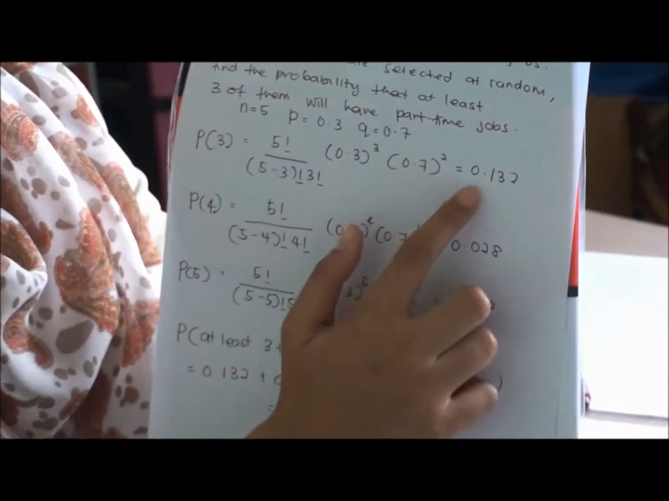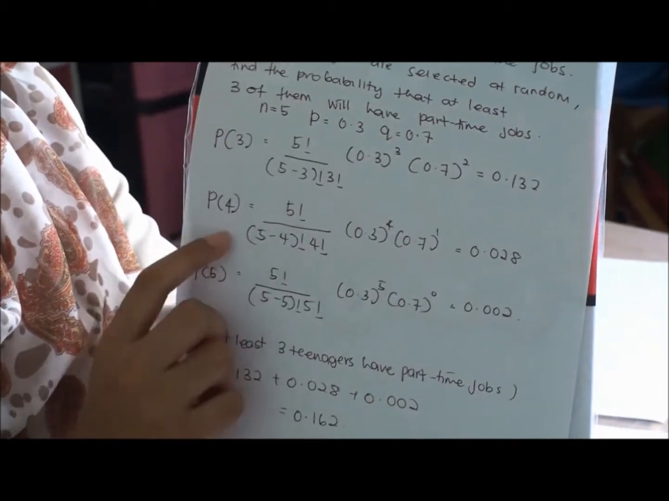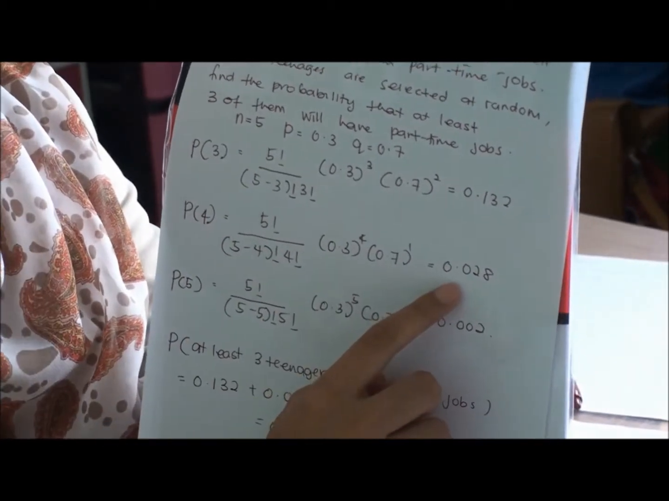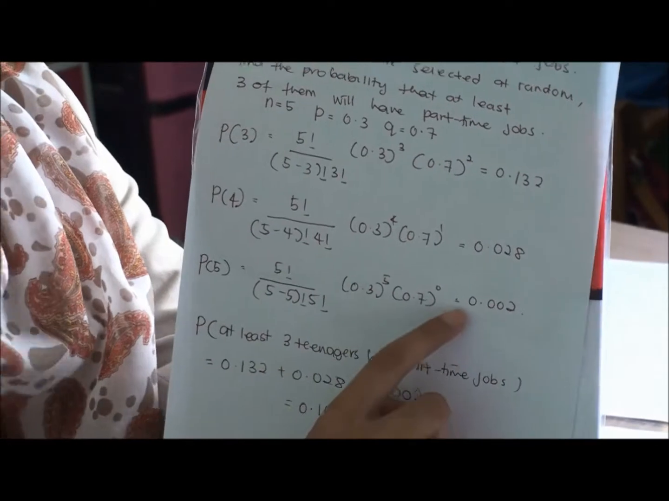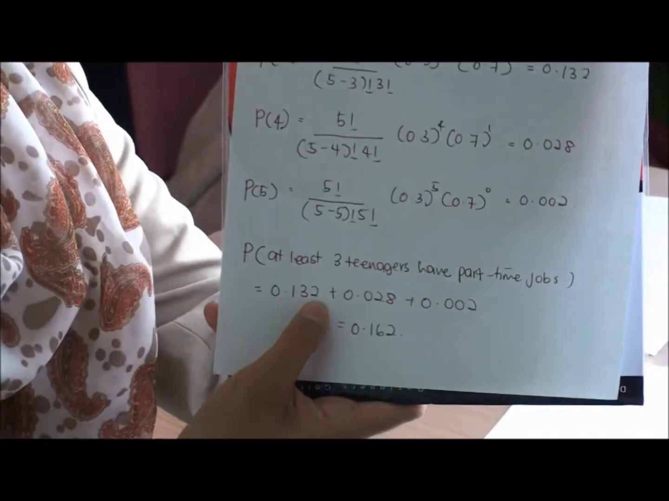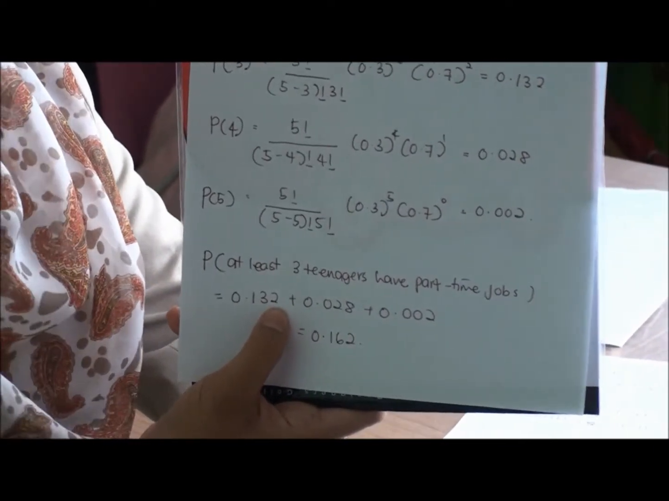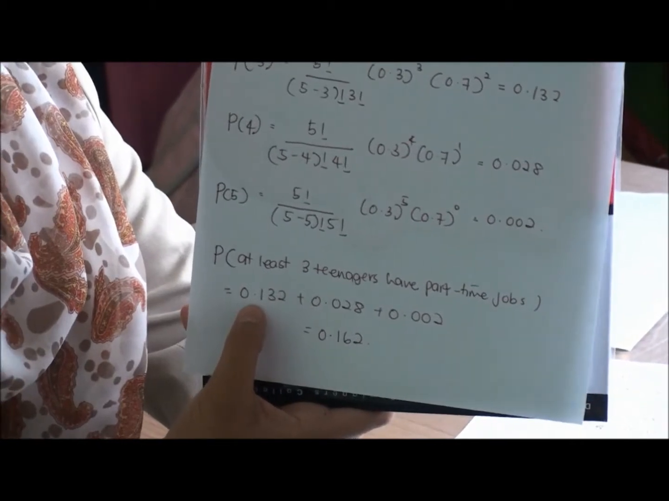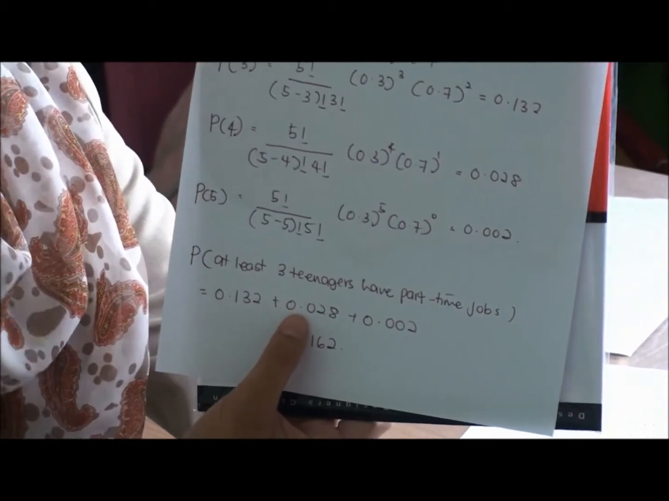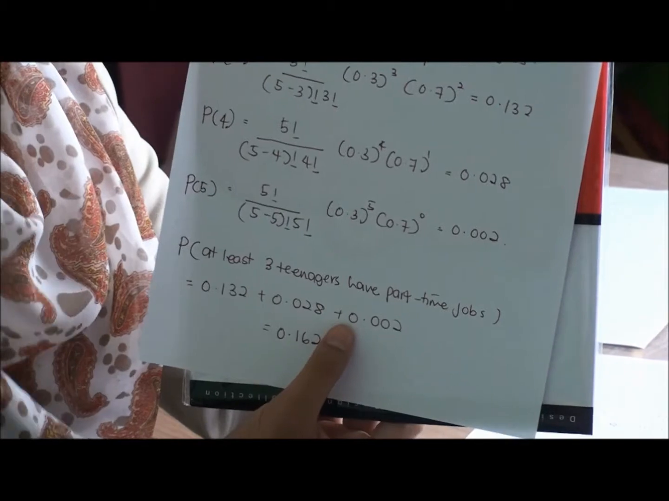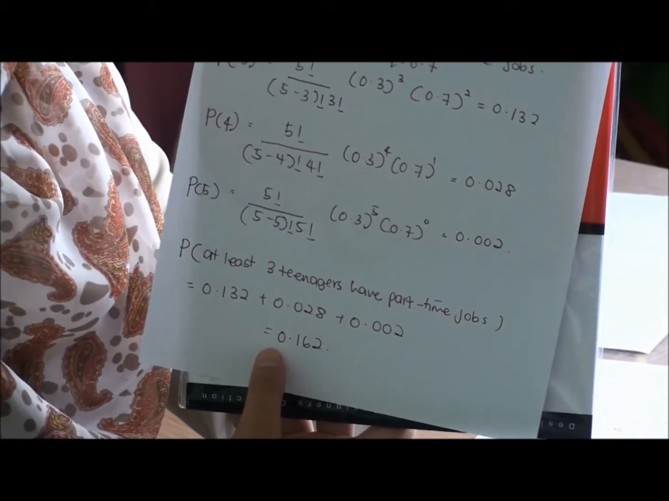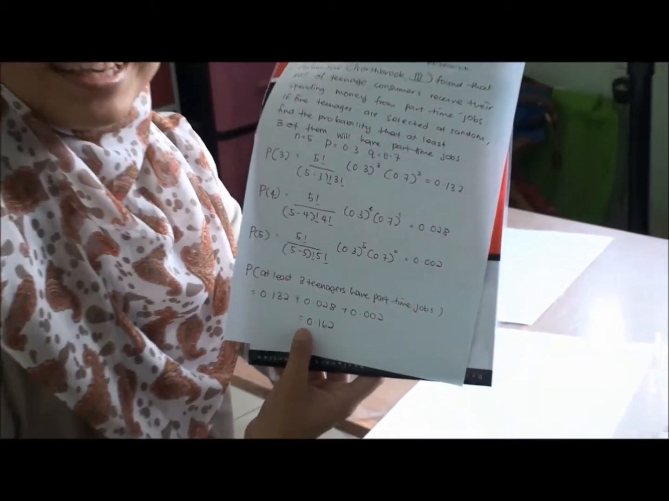For P3 we get 0.132. As for P4 equals 0.028. P5 equals 0.002. Then the probability that at least 3 teenagers have part-time jobs equals 0.132 plus 0.028 plus 0.002 equals 0.162. Thank you.